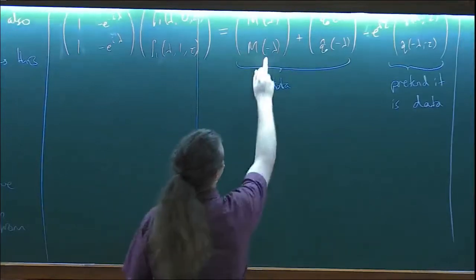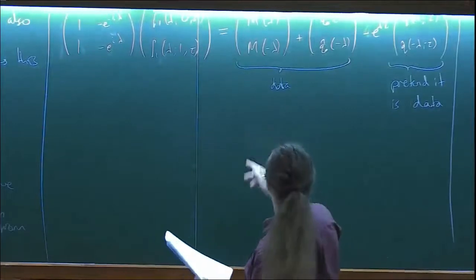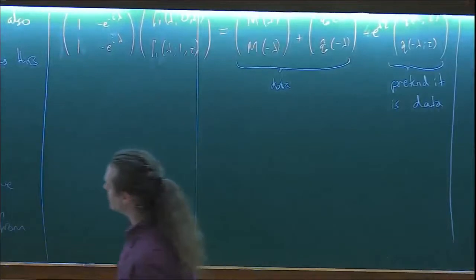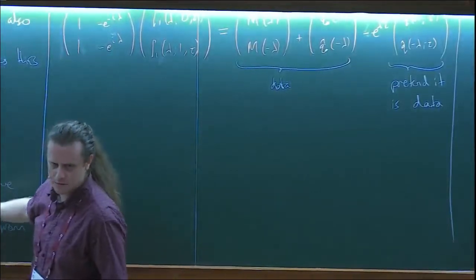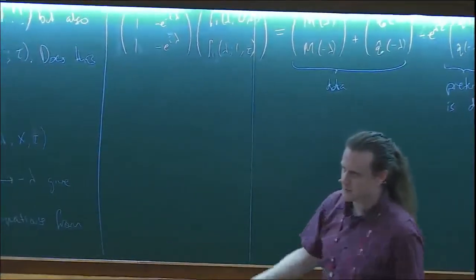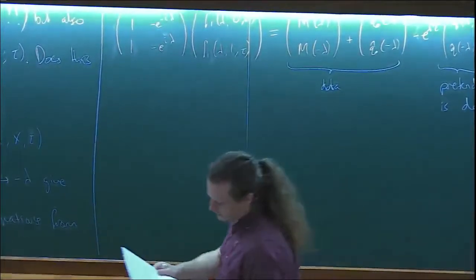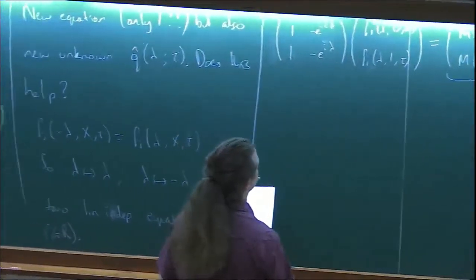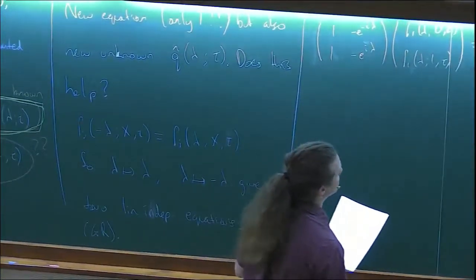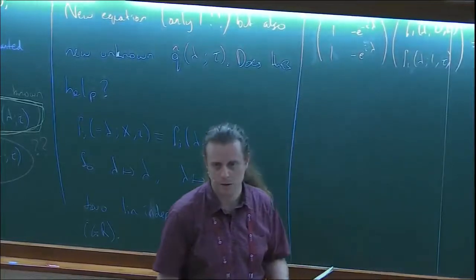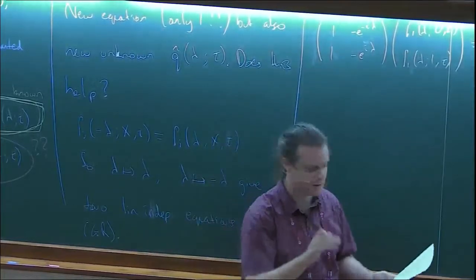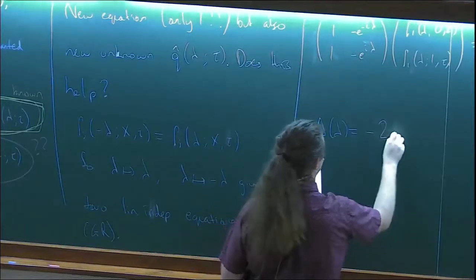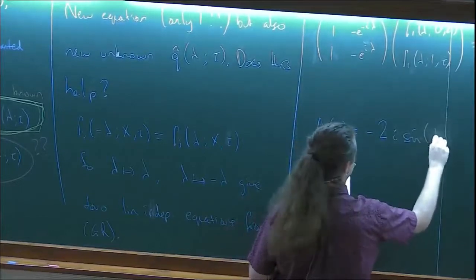Now, each of these vectors has the same property, right? It's some function of lambda in the first entry and some function of minus lambda in the second entry. I mean, of course it is, because that's how we got the second equation, right? But I'm now making this observation in order to make a sort of notational simplification. If we want to solve this equation, then we can use Cramer's rule, right? So we need a ratio of determinants. So let's write down those determinants. So delta of lambda is minus twice I sine lambda.